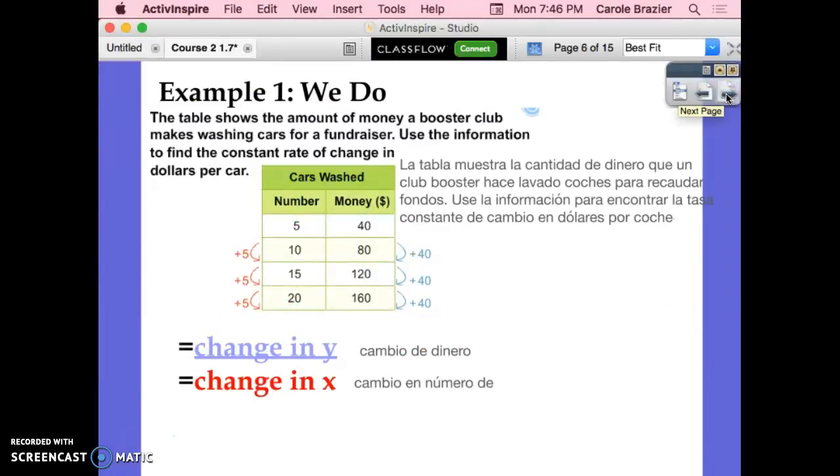Okay, so looking at this one, it's going to ask for our change in y and our change in x. So it's kind of giving us the pattern, so we're still just continuing to look.